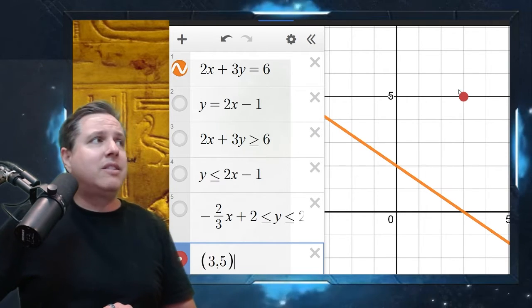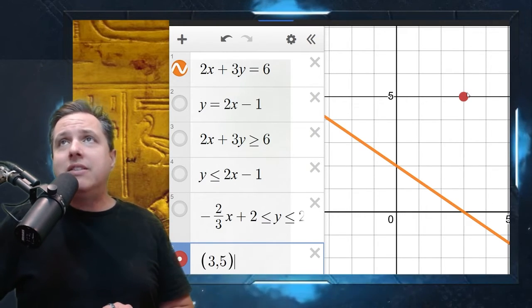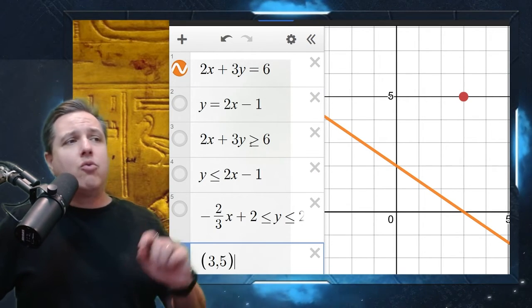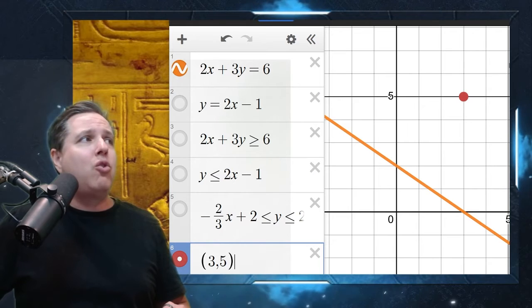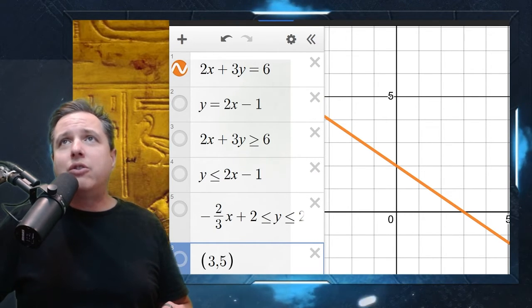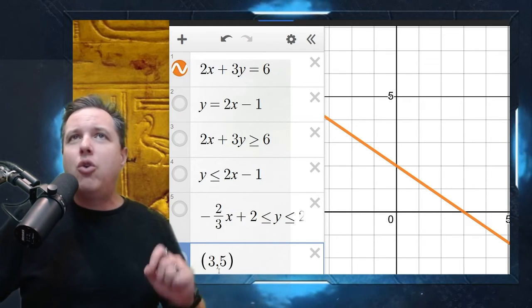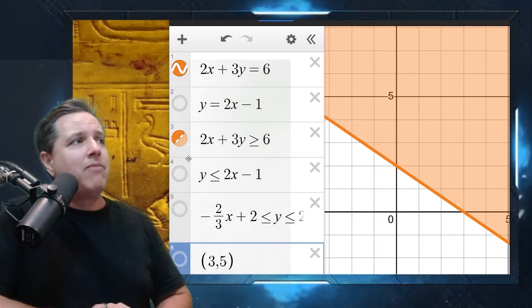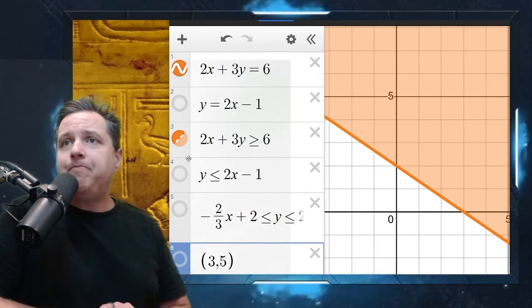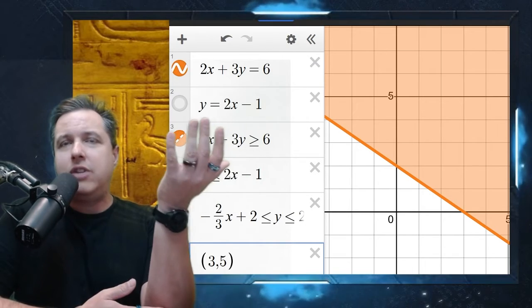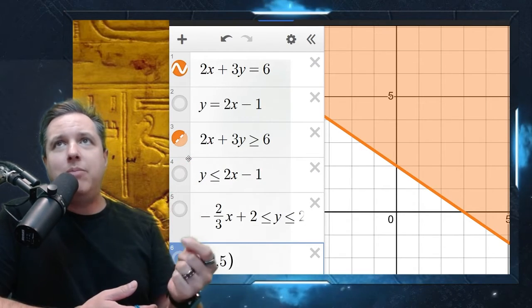So what that tells us is this point right here is a solution to the inequality that we have right here. In other words, that's telling us to shade this whole side of the line where our test point came from. So we don't actually graph the test point. We just kind of know which side it came from, and then we shade that side of the line, and it looks like this.